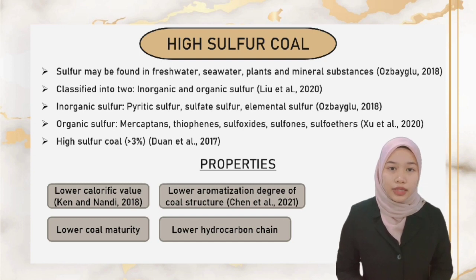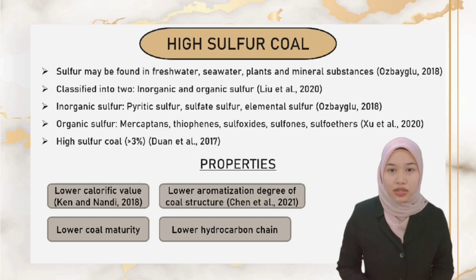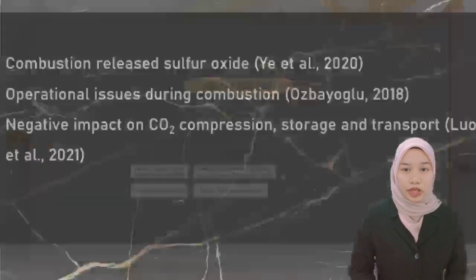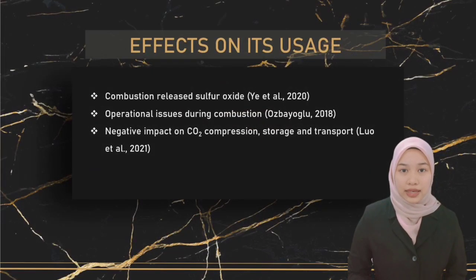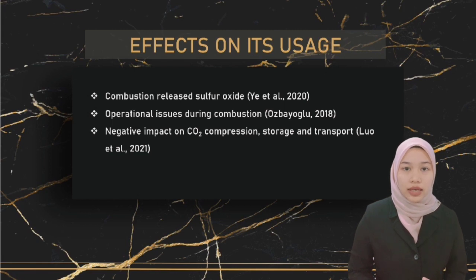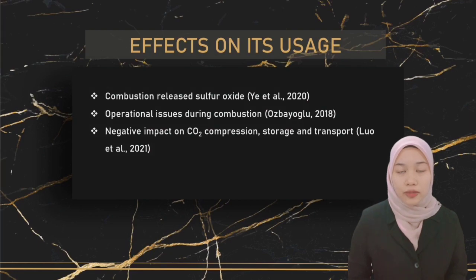The changes in properties of high sulfur coal include the lower calorific value, lower aromatization degree of coal structure, lower coal maturity, and also lower hydrocarbon chain. The combustion of high sulfur coal could release poisonous gas like sulfur oxides. This gas acts as a threat to the environment, causing acid rain as well as harming humans' health. During combustion, operational issues happen including slagging, boiler fouling, and rusting. In a fuel reactor, it also affects the CO2 compression, storage, and transport.